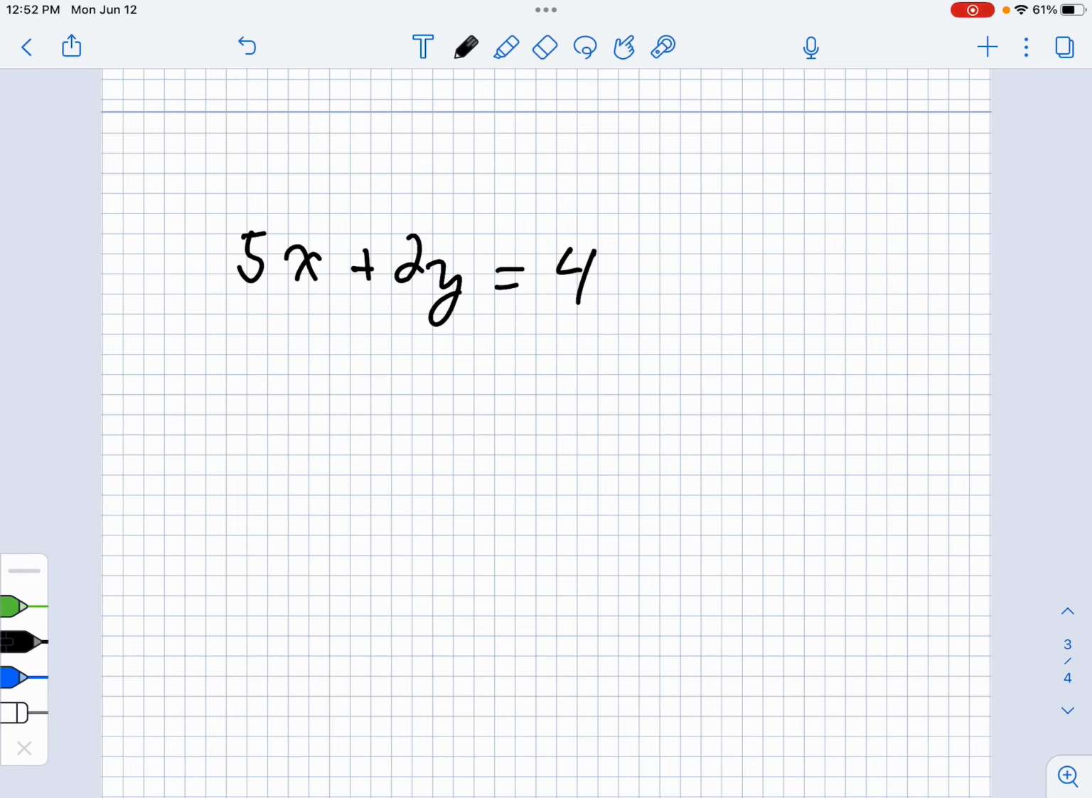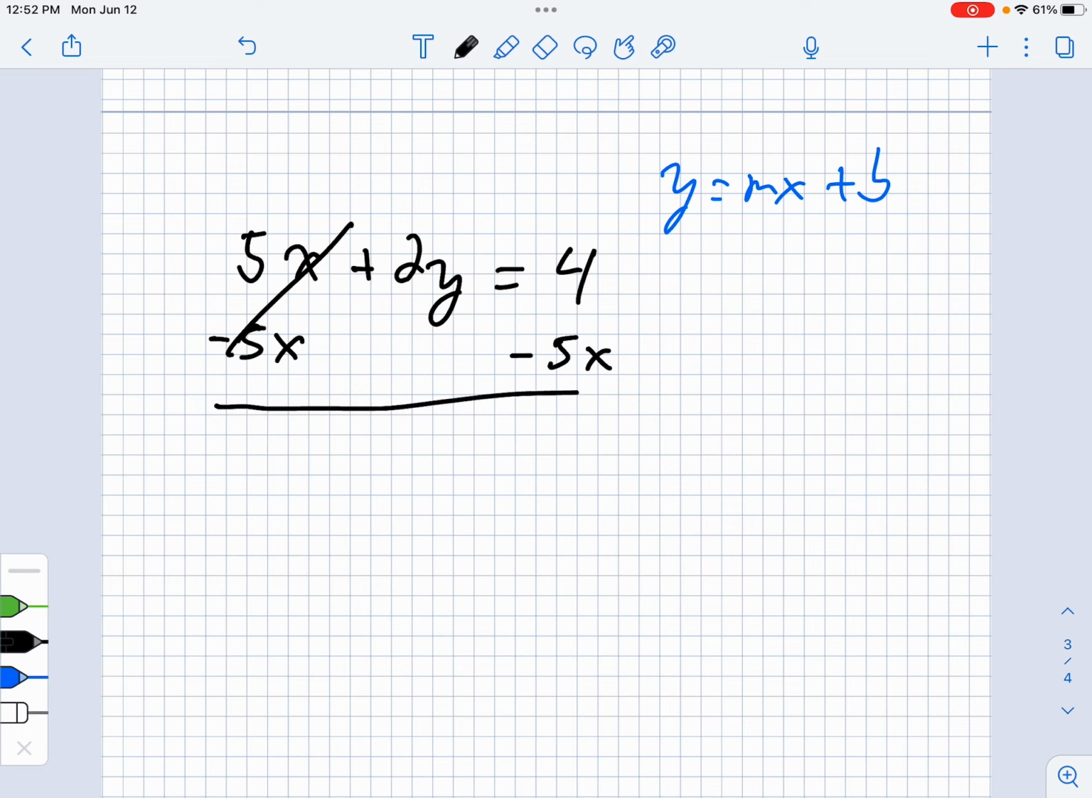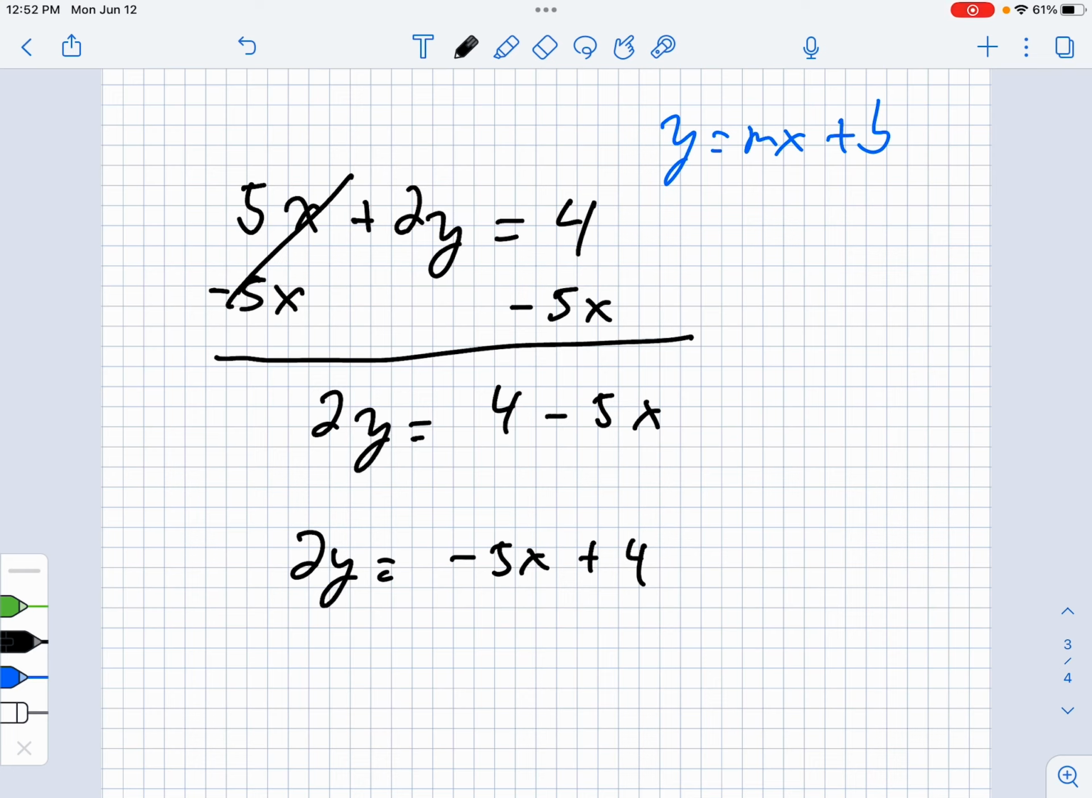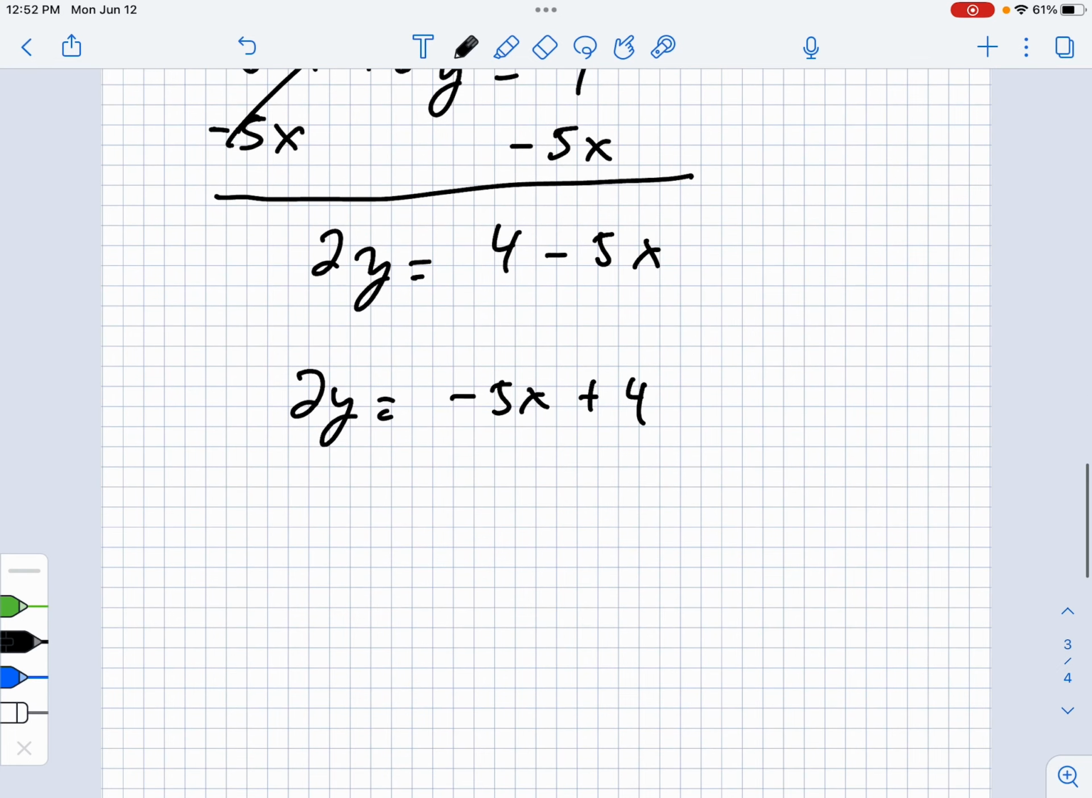I will now subtract 5x from both sides. The reason I'm doing that is because if you look at the equation y equals mx plus b, let me write it here for reference, your y is isolated on one side by itself. So from that 2y, I'm going to subtract 5x on both the left and right. The 5x goes away, and you get 2y equals 4 minus 5x, or 2y equals minus 5x plus 4. It doesn't matter, but I'm writing it as minus 5x plus 4 so it's more like the equation y equals mx plus b.